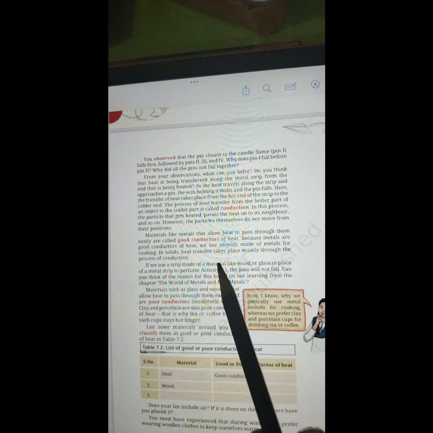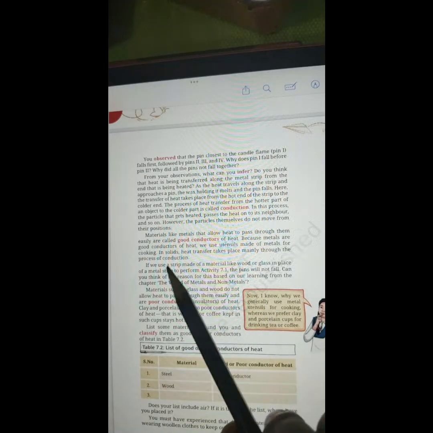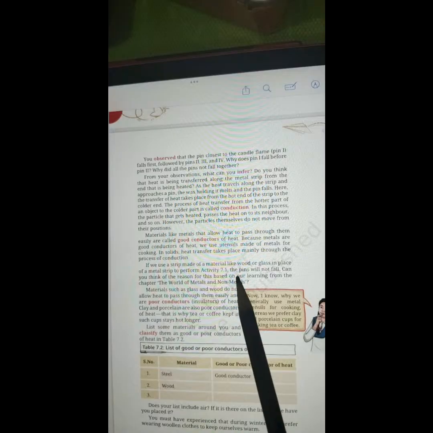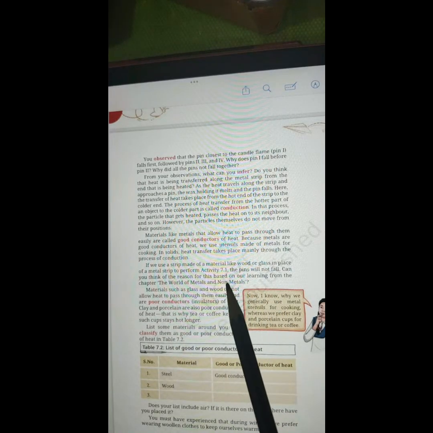In solids, heat transfer takes place mainly through the process of conduction. If we use a strip made of a material like wood or glass in place of a metal strip to perform activity 7.1, the pins will not fall.